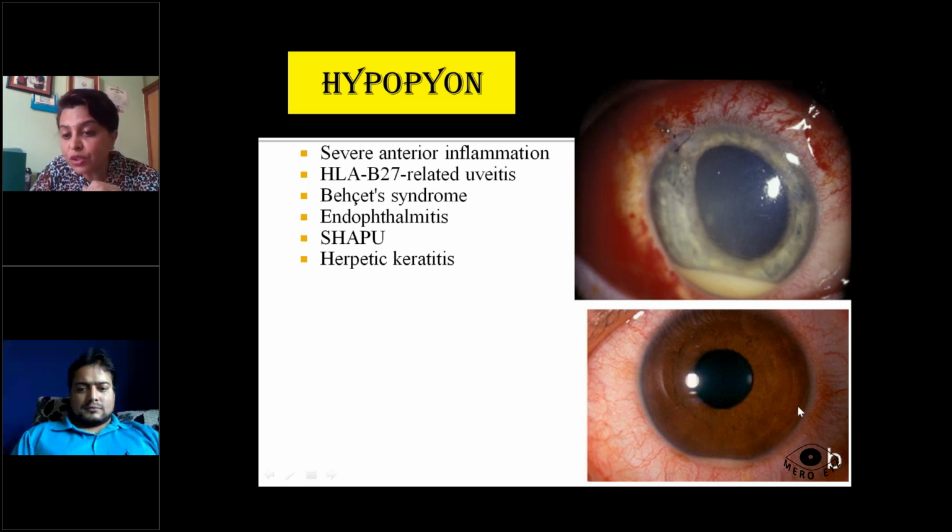However, in the second picture, the hypopyon at the bottom is there, but relatively you can see the flare is less, making the iris more visible. This kind of hypopyon is particularly present in a case of Behçet's disease. That's why even the pattern of hypopyon is a clue towards your etiology.